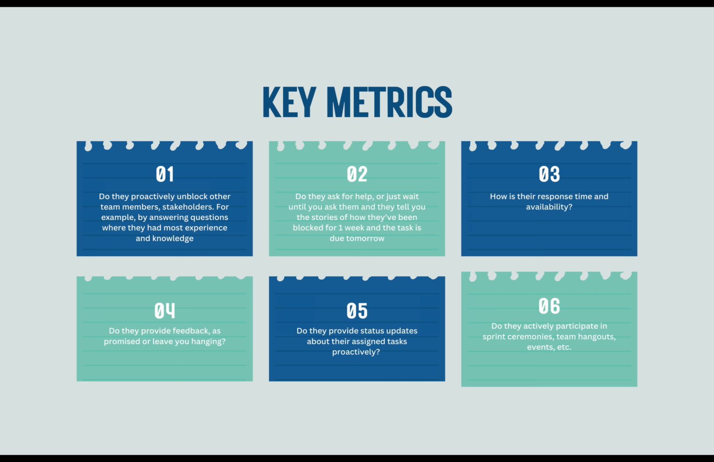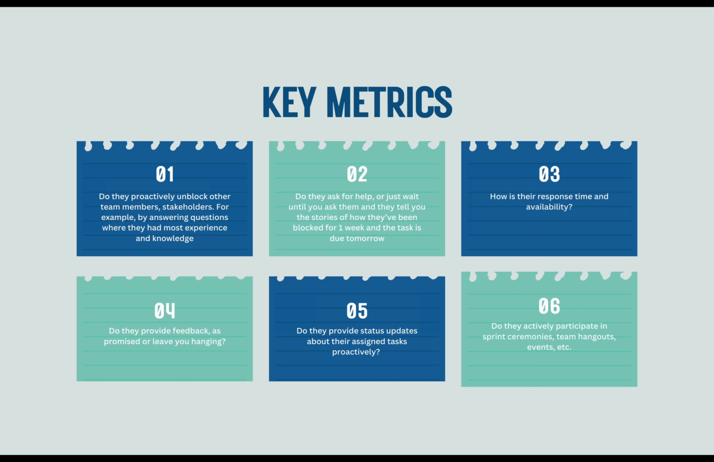Now, when you are evaluating the communication skills of a particular engineer in a team, what are the metrics you can look at? You can look at these 6 metrics. Number one, you can look at if they proactively unblock other team members, stakeholders. For example, do they answer questions in scenarios where they are the most experienced? Number two, you can look at if they ask for help when needed, right? Number three, you can look at how is their response time and availability. Are they available when required, or are they the people that whenever you need them, you always have to be looking for them? Their team members cannot get a hold of them, and so on and so forth.